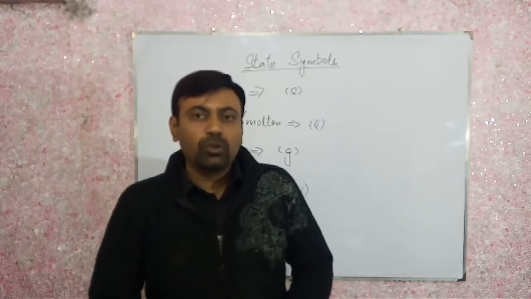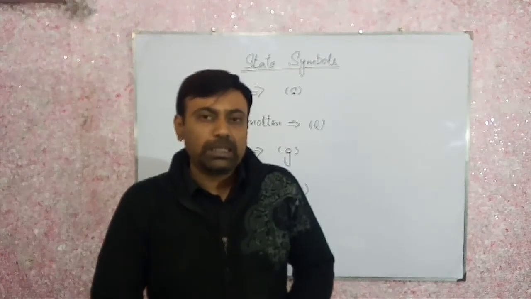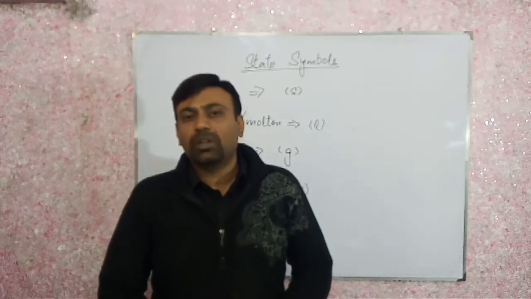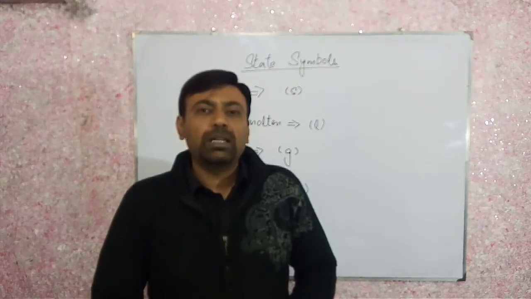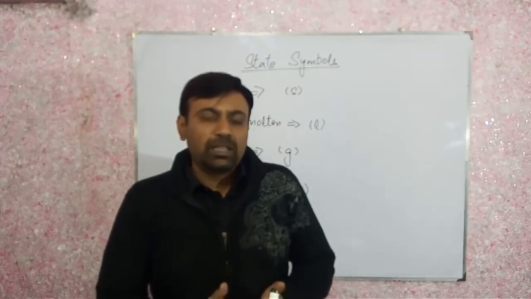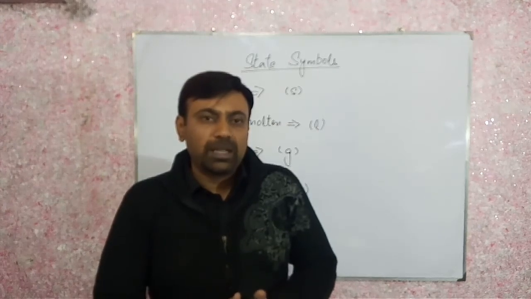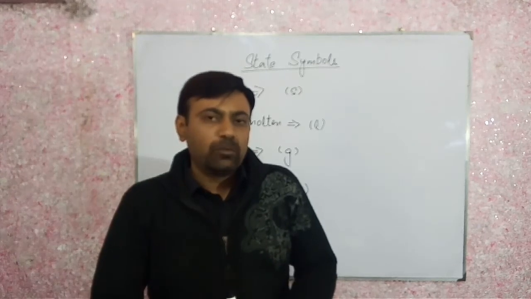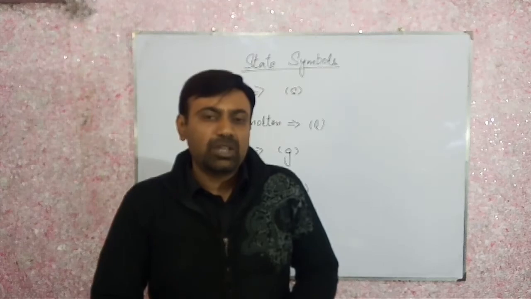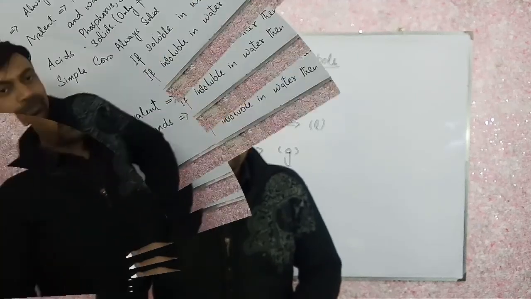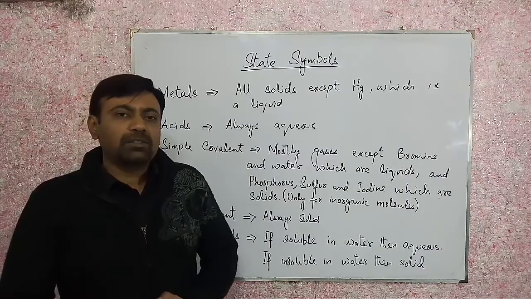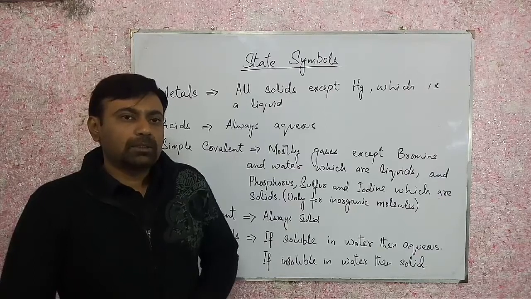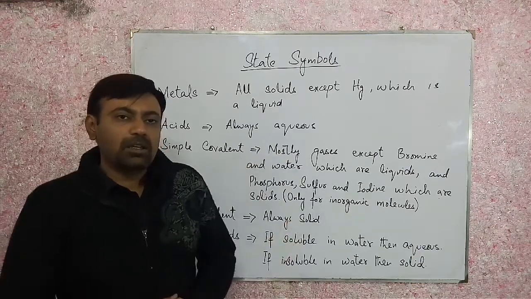Before we move on to how we can select a suitable state symbol for any reactant or a product of a chemical reaction, we need to categorize that component of the chemical reaction into certain classes. By doing that, we can analyze the state of that reactant or the product. So if we have categorized the reactant or the product, then we can look at this series here and sort out its state symbol.